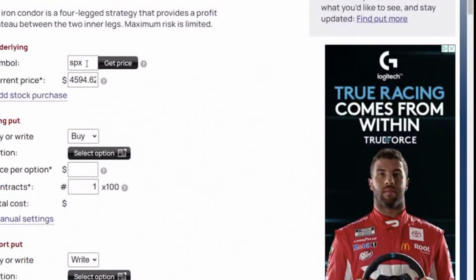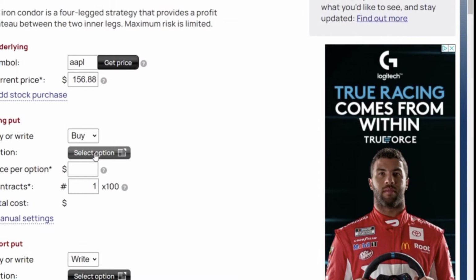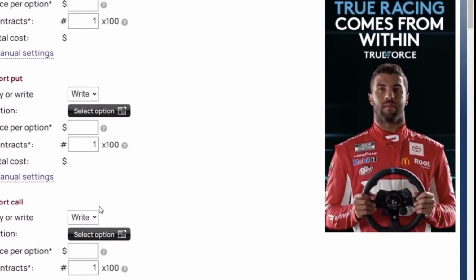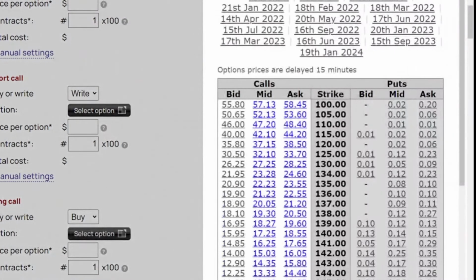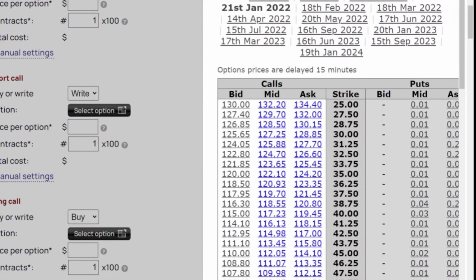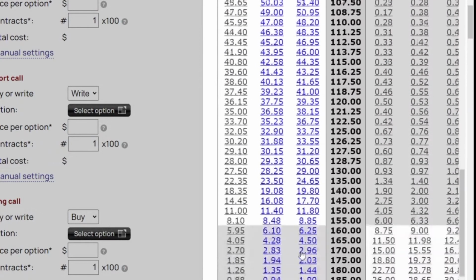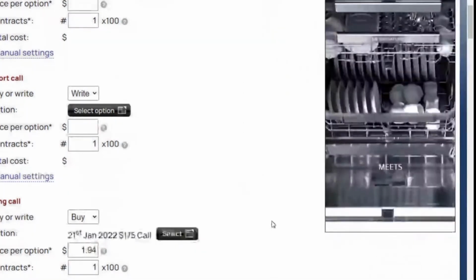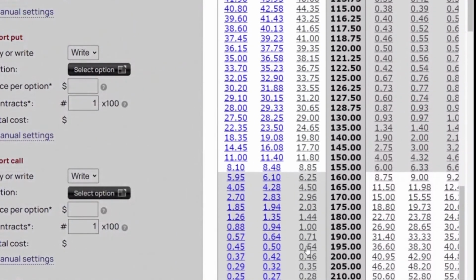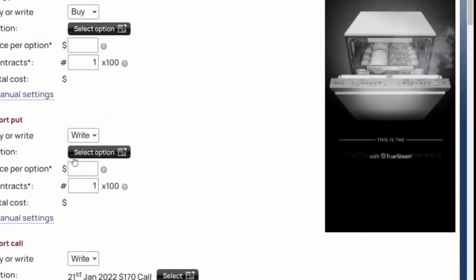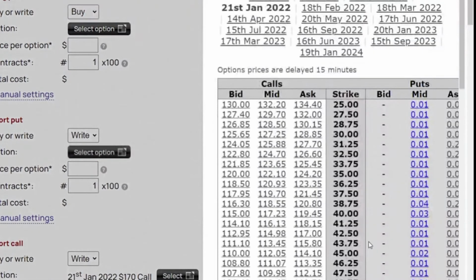Okay, we're going to go back over here, and we're going to do the iron condor in here. I like to start on the bottom on these because it confuses me. So we're going to do the January 22nd one, and we're going to say 175. I'm going to come over here, 175, right? And we're going to write the 170. Should be the same date, okay? And then we're going to write the 135 here.